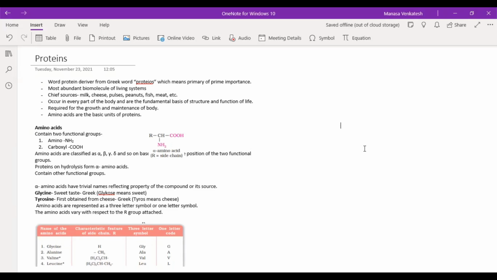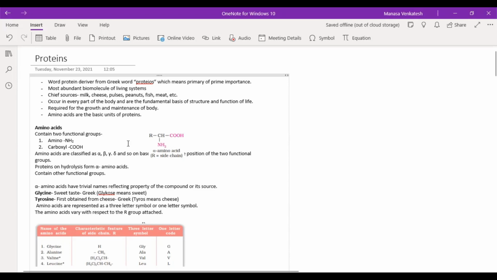Now, proteins actually exist in almost every part of our body, and they are very essential for growth and maintenance. Remember, in case of polysaccharides, I said that there are monosaccharides which are joined together to give us polysaccharides. Similarly, in case of proteins, we have amino acids, which will join up to give us proteins. Amino acids consist of two functional groups, an acid and an amine. That's why its name is amino acid.